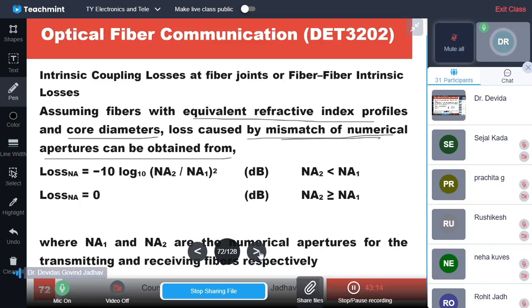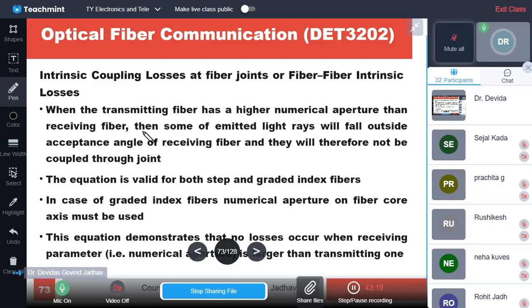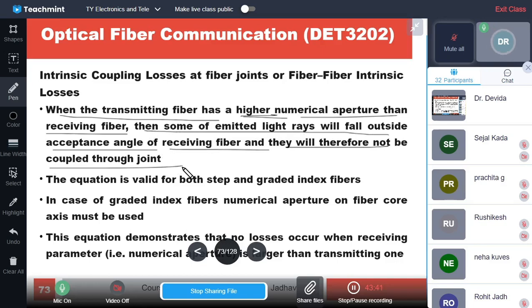Okay. So these are the two conditions we have checked. And in this second condition, when the transmitting fiber has higher numerical aperture than the receiving fiber, then some of the emitted light rays will fall outside the acceptance angle of the receiving fiber, and they will therefore not be coupled through the joint.